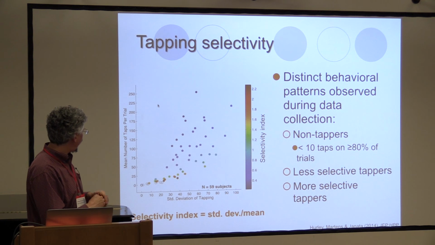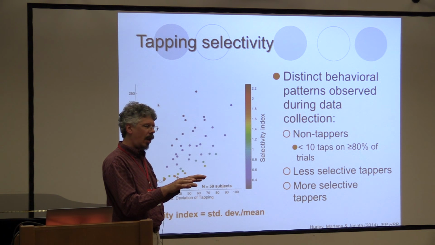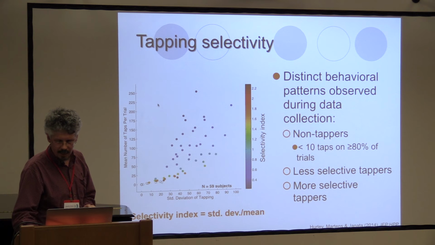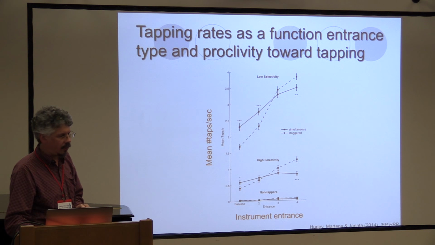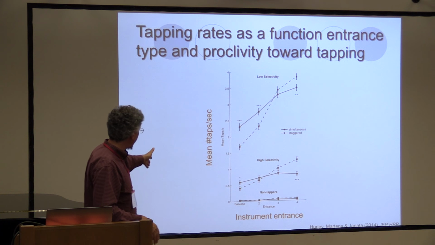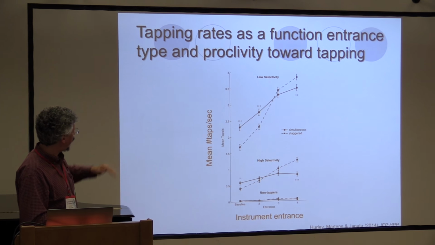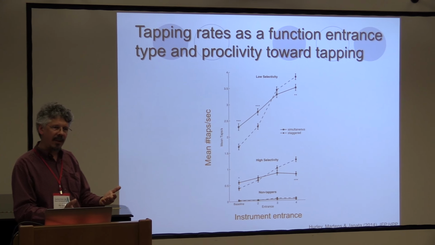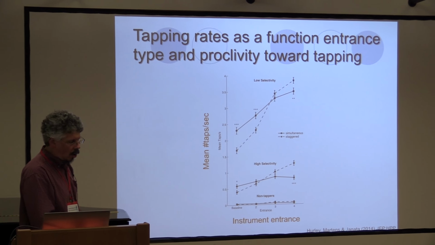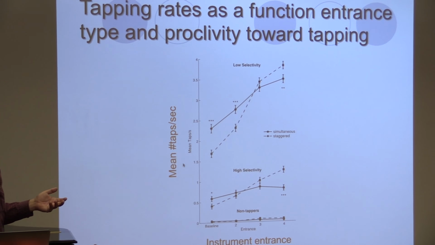And so we could classify people as being selective versus less selective tappers, and non-tappers. And those who were selective tappers, it was interesting because there are some trials they wouldn't tap on at all, but then there were others that they'd really engage with the stimulus, were being driven to do so. So here now we can look at this tapping behavior just measured in the mean number of taps per second across these different groups of participants, and as a function of whether or not the instruments all come in at the same time, or if the entrances are staggered.